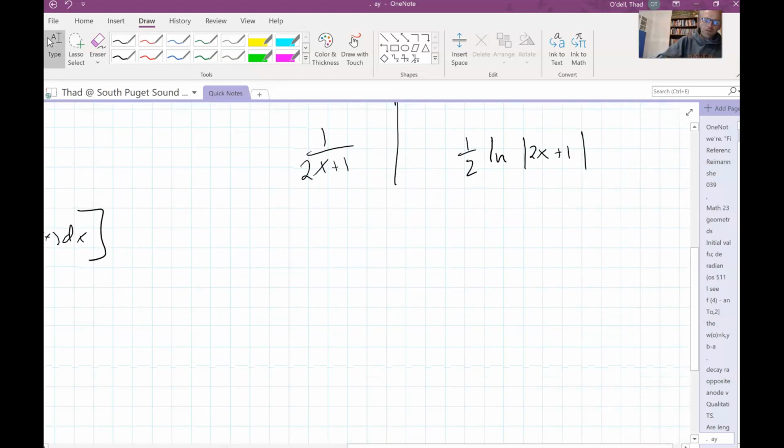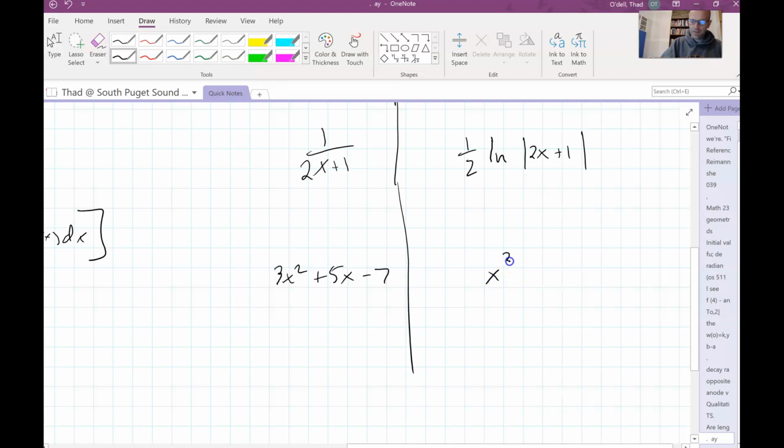Let me do one more. What if I want to do the antiderivative of 3x squared plus 5x minus 7? So where did that come from? Well, the 3x squared had to come from x cubed. So let's take the derivative real quick and say the derivative of this would be 3x squared, which is exactly right, so I don't need to make an adjustment.